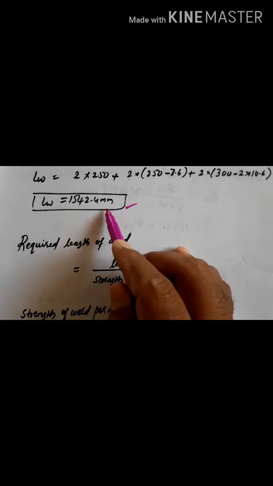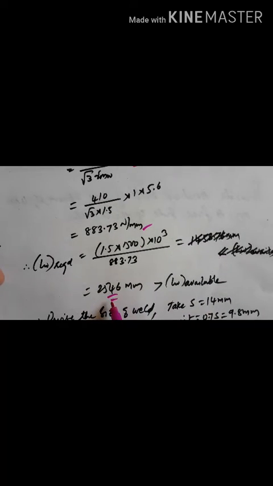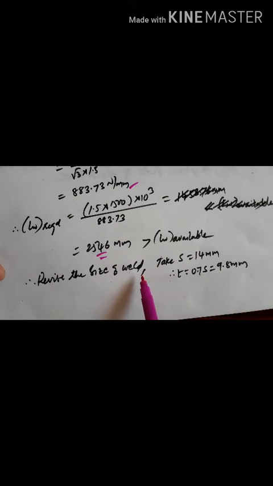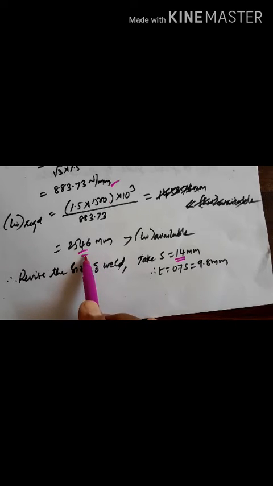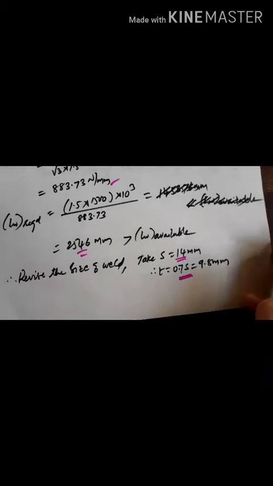The available is this much, but the required length is this much to take the factored load of 1500 kilonewton, which is greater than the available length. What you need to do is revise the size of the weld. Just revise the size of the weld, take 10, 12 like this. So I have got 14 mm size of weld, if you provide, I can get lesser than this one. So now we provide a 14 mm size of the weld. This 14 mm to be provided in 2 runs. Okay, 14 mm size, the thickness I have got.